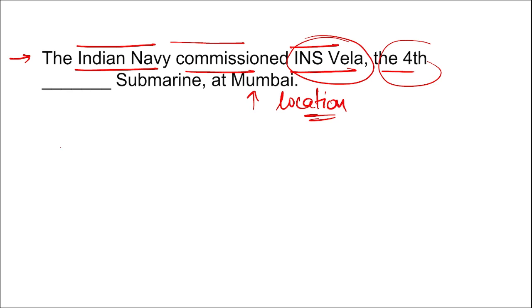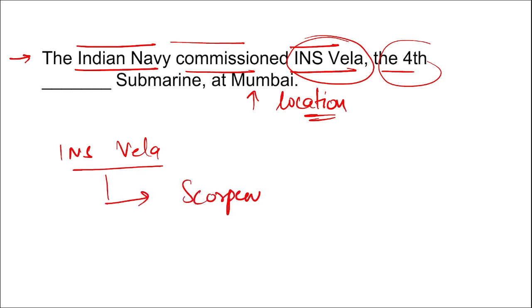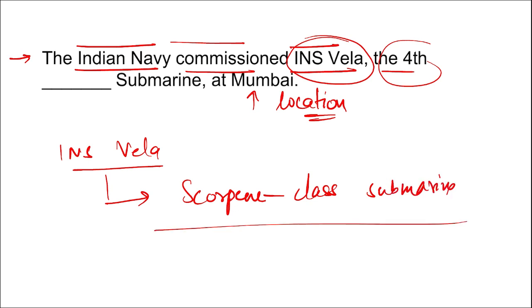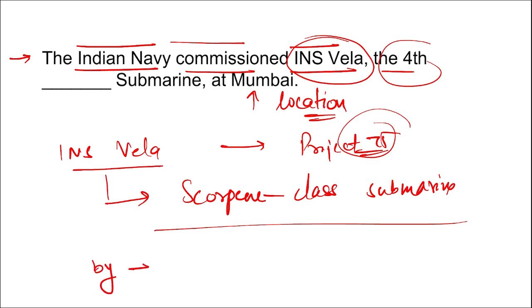All right. It is asked which class submarine INS Vela is. INS Vela is your Scorpion class submarine that was commissioned at Mumbai. Important, you should pay attention. All right, this was built under Project 75. Who built it? It was built by Mazgaon Dock Shipbuilders Limited. All right, remember this.